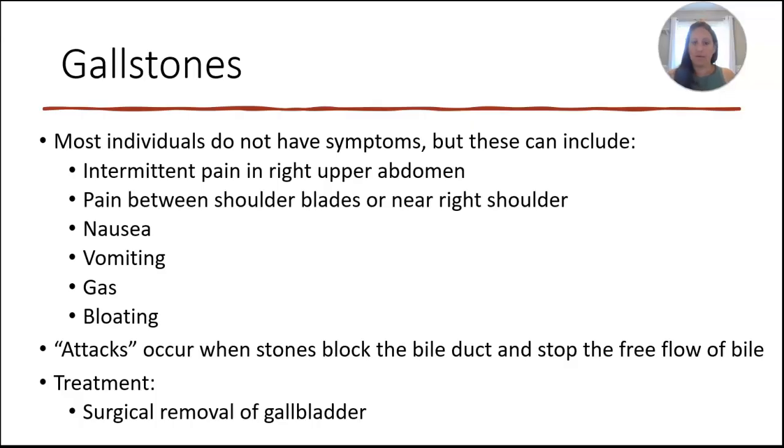Okay. Most individuals that have gallstones don't even know it, but if they do have symptoms, this is the list. So intermittent pain in the right upper abdomen, which is right where your gallbladder is, or pain between the shoulder blades or near the right shoulder. Nausea, vomiting, gas, bloating. Gallstone attacks occur when the stone blocks the bile duct, which is going to prevent the flow of bile from the gallbladder to the small intestine.